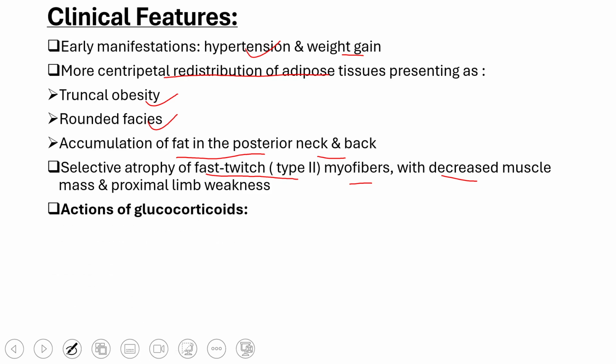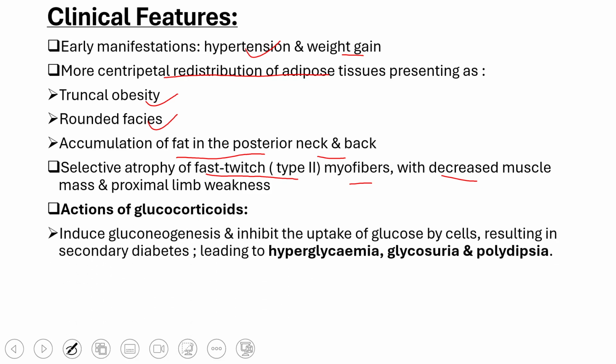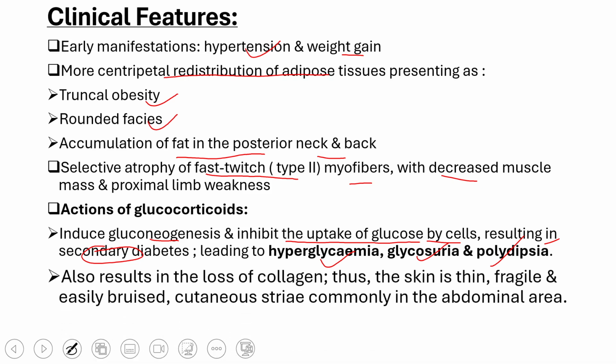And next, the action of glucocorticoids can be seen as increased gluconeogenesis, and they inhibit the uptake of glucose by the cells, and that results in secondary diabetes as well and leads to hyperglycemia, glycosuria, and polydipsia, that is diabetes-like symptoms, and also results in the loss of collagen, and due to that the skin becomes thin and fragile and gets easily bruised, and cutaneous striae can be seen especially in the abdominal area, so abdominal striae can be seen.